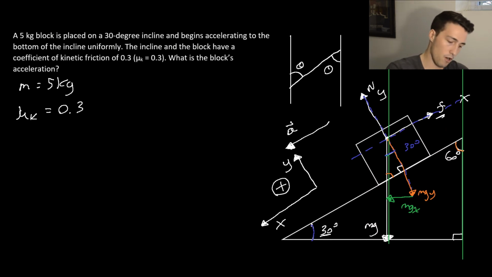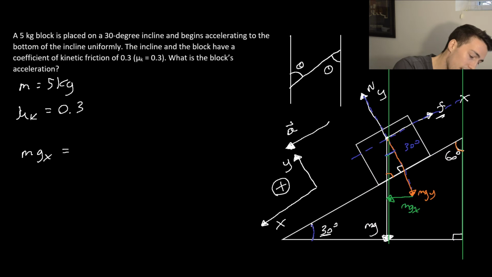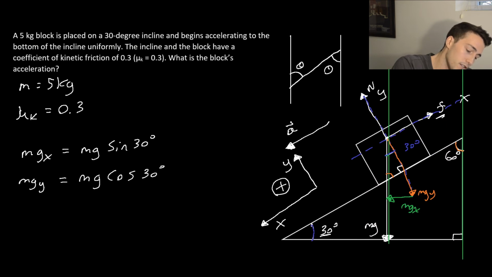Okay, so again, we can split up our components. So our gravity is the only thing acting in both the x and y directions, so we need to split it up so one part of it acts in the y direction and one part of it acts in the x direction. So we're going to have mgx, and that's going to equal, from our previous problem, mg sine of 30, and our mgy is going to be mg cos of 30 degrees.